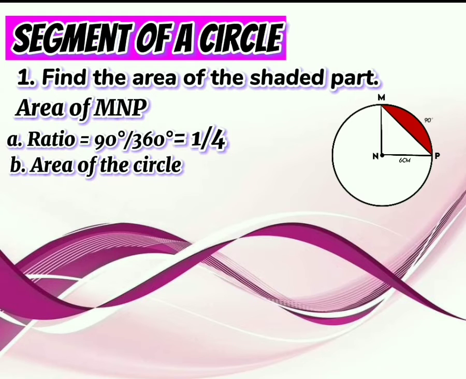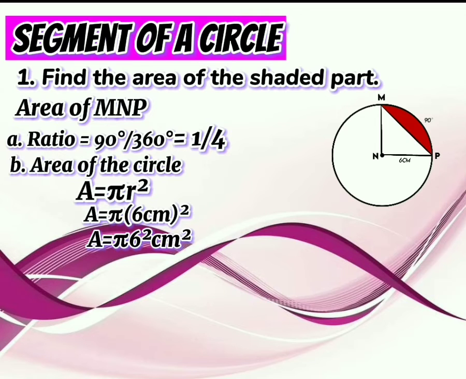Next, the area of a circle. The formula is A equals pi r squared. The radius is 6 cm. Let's substitute 6. So that will become A equals pi times 6 cm squared. Let's distribute the square. That will become A equals pi times 6 squared cm squared. That will become A equals 36 pi centimeters squared.